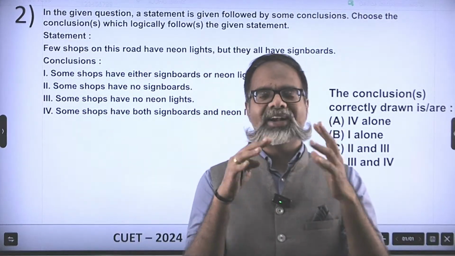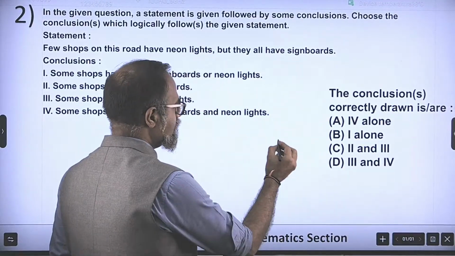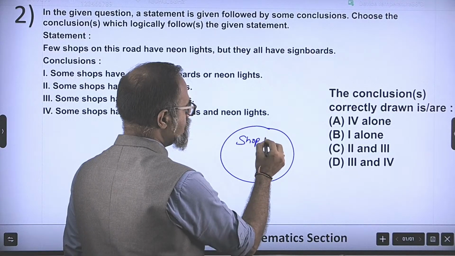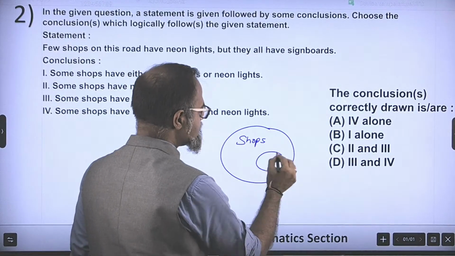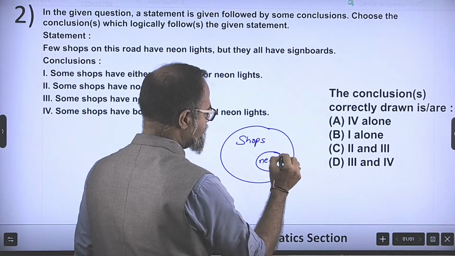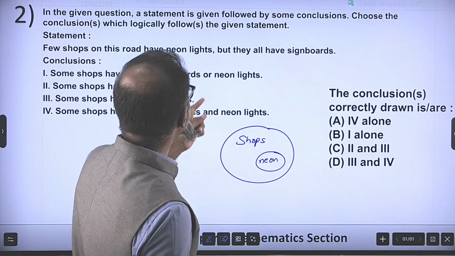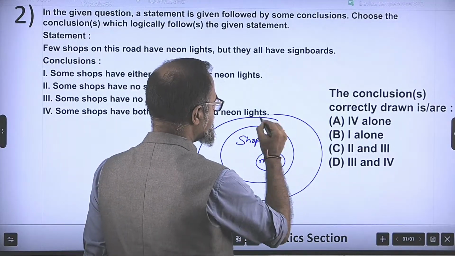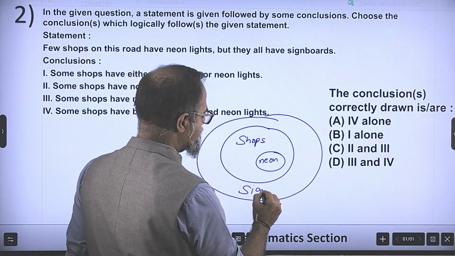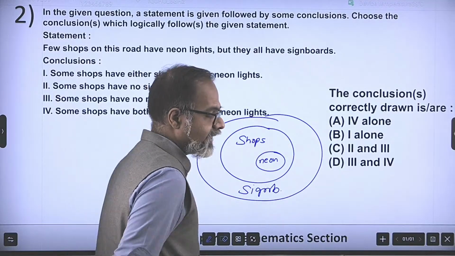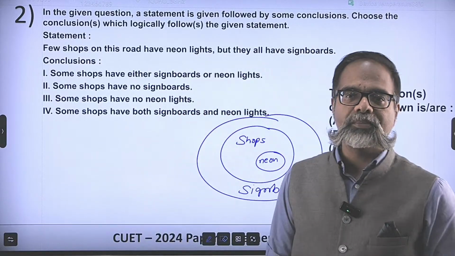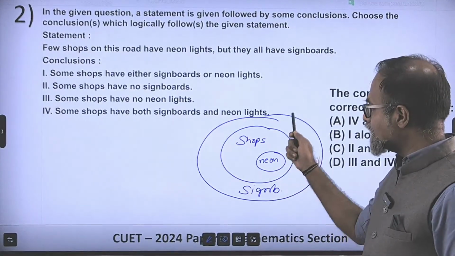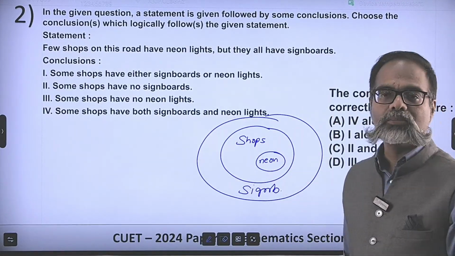So few I will take as some, right? So let us say this is the set of all the shops. So out of all the shops, some of the shops have neon lights. Great. But they all have signboards. So every shop is supposed to have a signboard. Great. So this is one way in which I can represent it, that out of all the shops, some of them have neon, but all the shops definitely have a signboard.